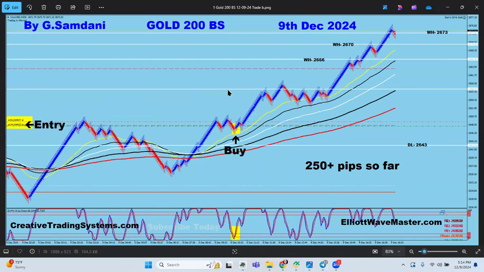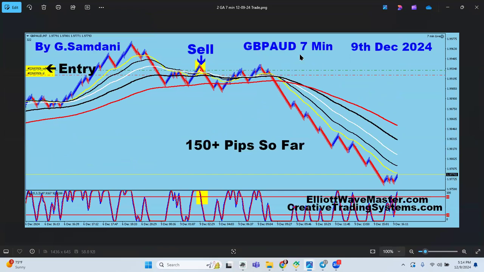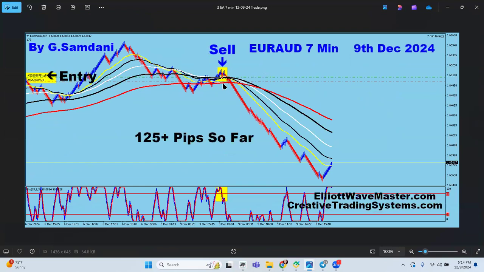This was the gold chart. See that this entry, when I posted on the Telegram, this is my entry at 2648. So I closed 70% at 2666, and then the rest around 2673 before this thing started to drop. This is one of the trades today. And remember the pound Aussie and Euro Aussie, I said that they're going to go down and they went, right? This is the entry from the 7-minute chart for 150 in pound Aussie and Euro Aussie. This is the entry taken by the EA, Expert Advisor Robot, for 125.